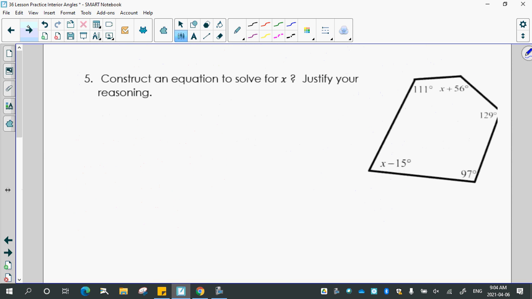Okay, construct an equation. So you have to make an equation with an equal sign to solve for x, and justify your reasoning, which means show your work or show your thinking. And this got cut off a bit. Did it get cut off on yours too? It should be a corner there. Anyone have any ideas where you would even start with one like this? You want to solve for x, I see an x here. Anywhere else? And an x here.